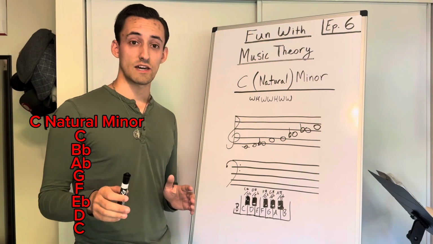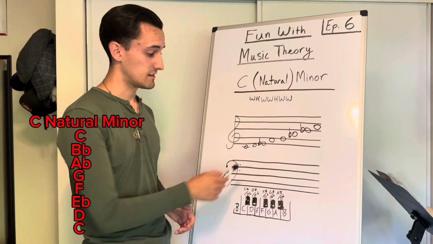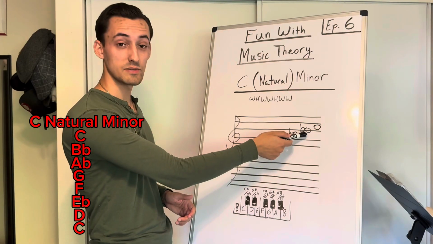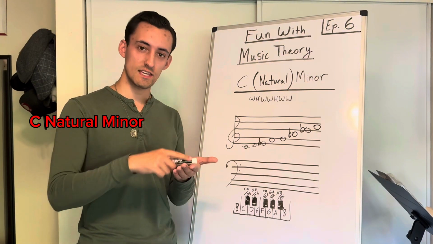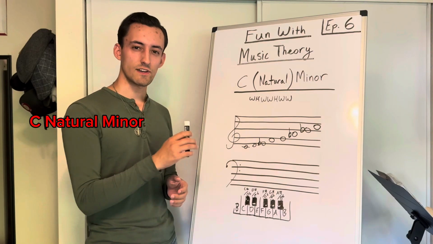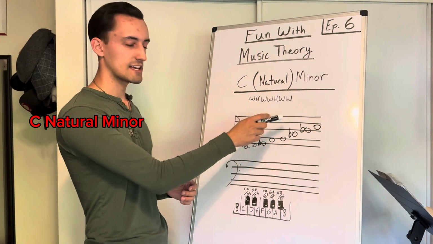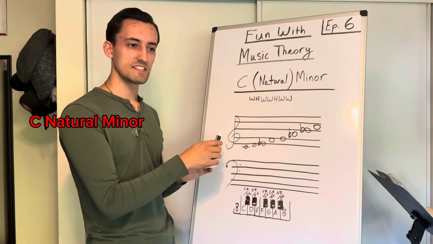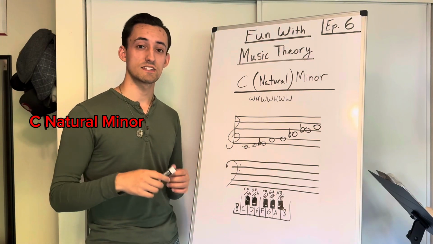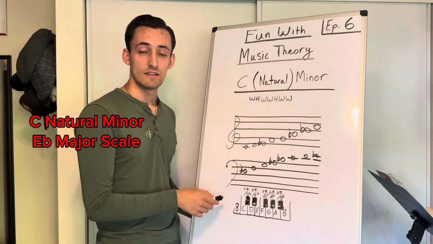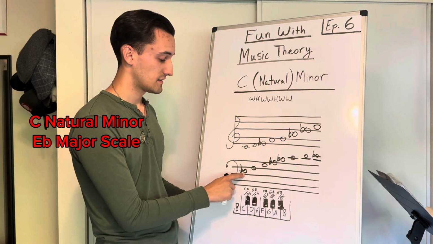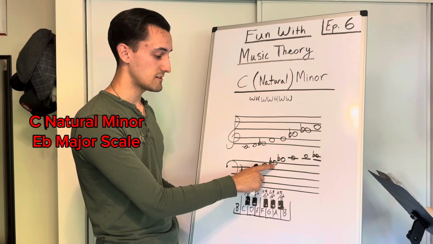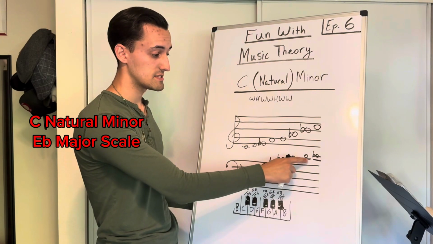In the C natural minor scale, there are 3 notes that are flat: the E flat, the A flat, and the B flat. For those of you who practiced building the major scales, starting with each note on the piano, you might recognize that E flat, A flat, and B flat are the same flats that are used in the E flat major scale. In the bass clef down here, I wrote out my E flat major scale: E flat, F, G, A flat, B flat, C, D, E flat.